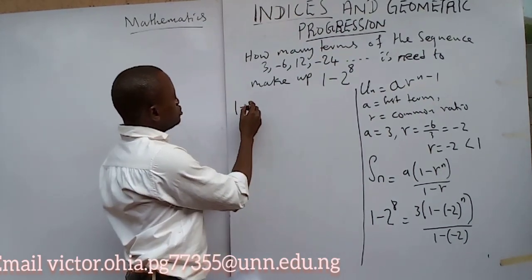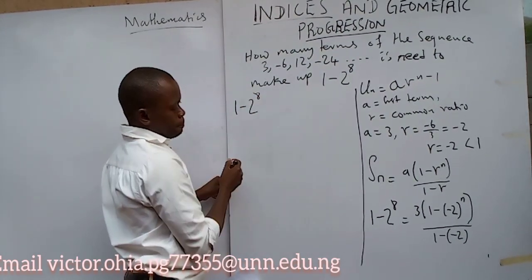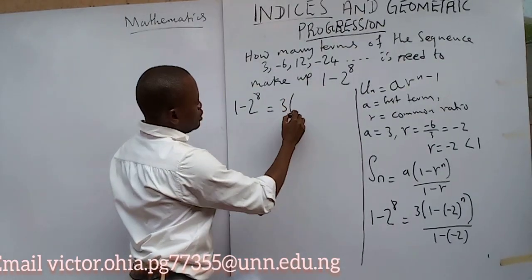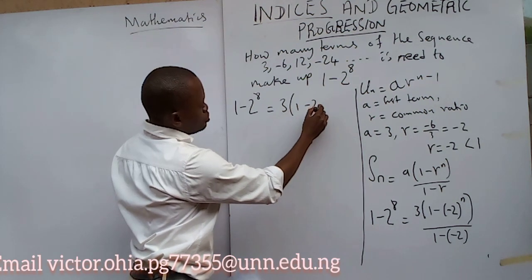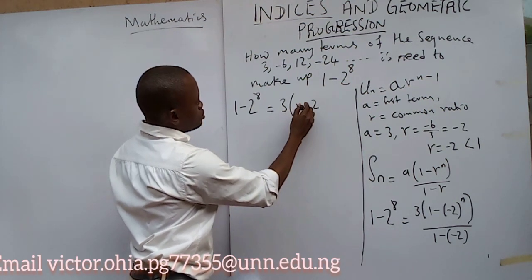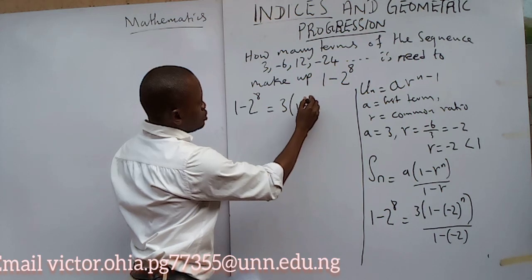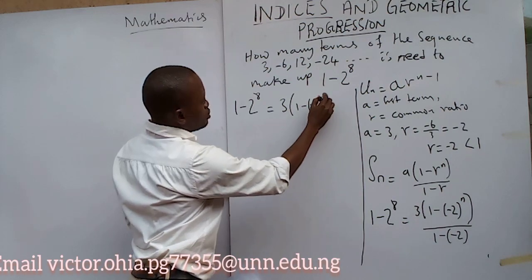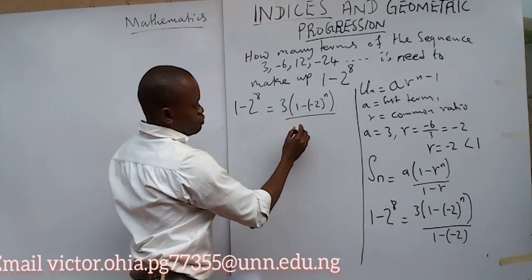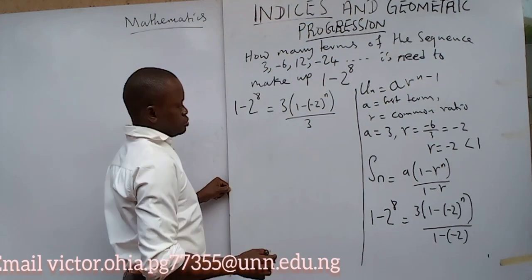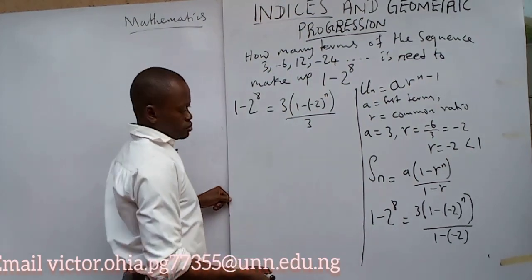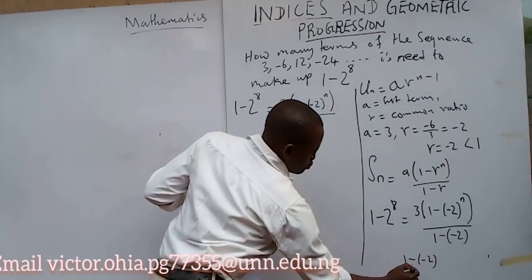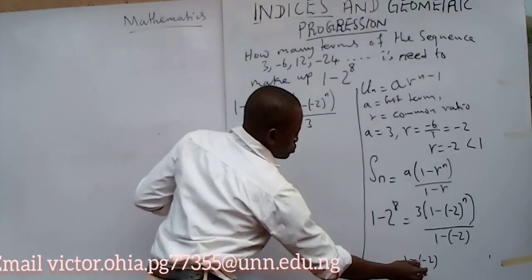We have 1 minus 2 raised to power 8 equals 3, and that 3 is in bracket 1 minus 2 raised to power n, all over 3. Where is this one coming from? You can see it here: 1 minus in bracket minus 2. That will give you 1 plus 2, which is 3.